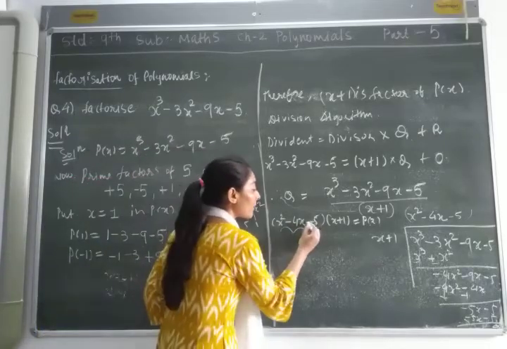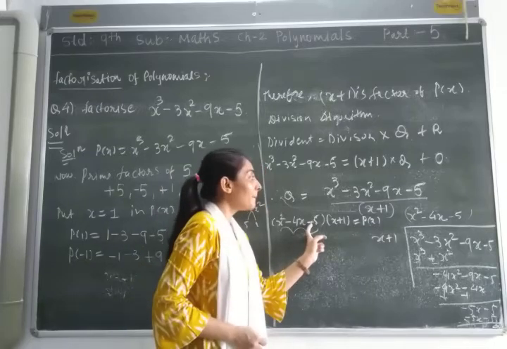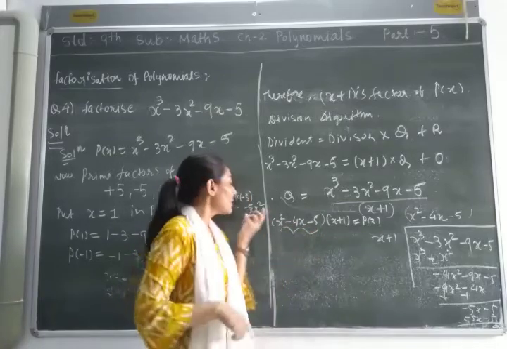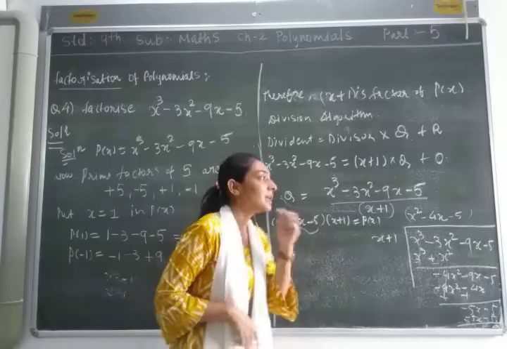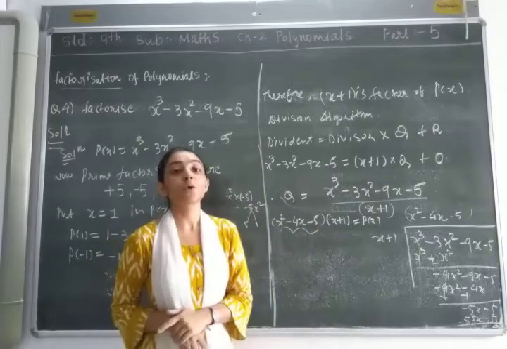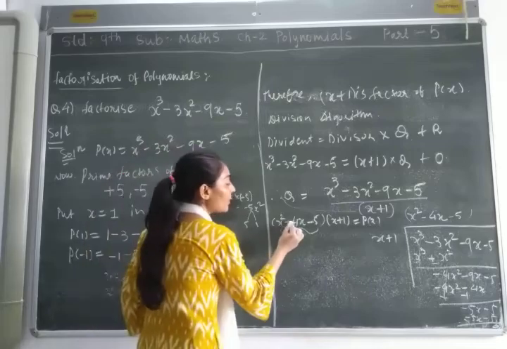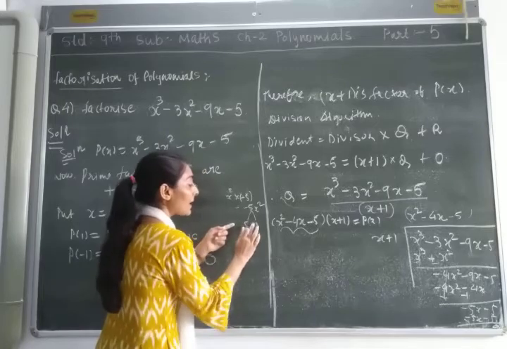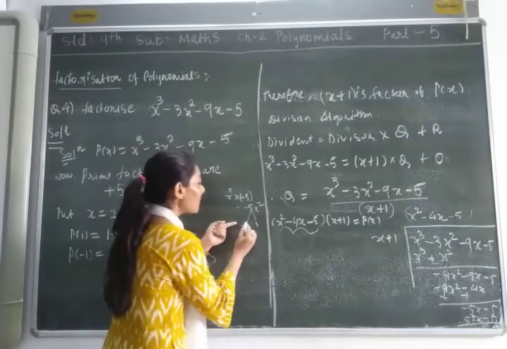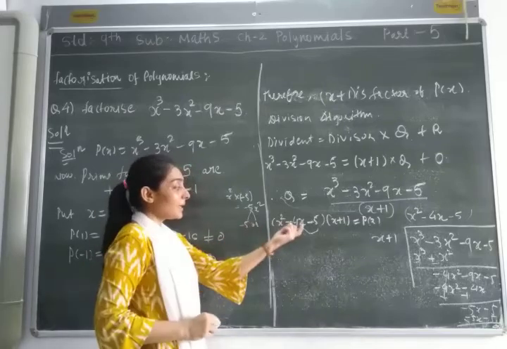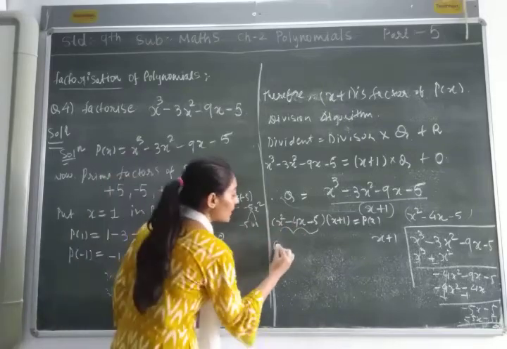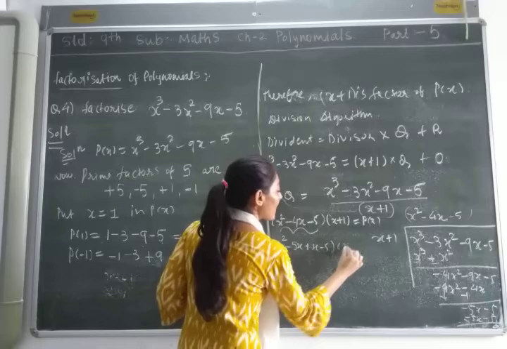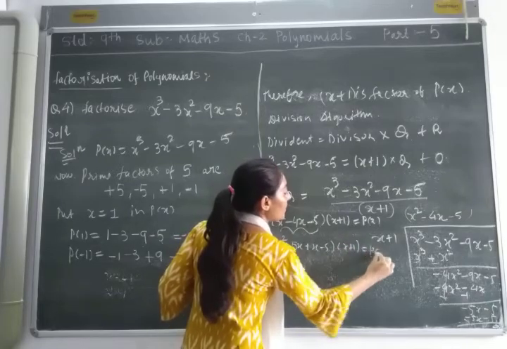Look over here: if a plus sign is given, we sum the factors of this product; if a negative sign is given, we subtract them. Here we want 4. If I take minus 5 and minus 1, I get minus 6. If I take minus 5 and plus 1, I get minus 4. So this way we can split: x square minus 5x plus x minus 5.